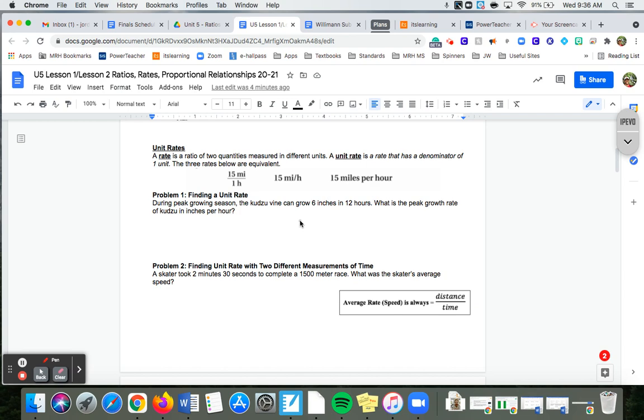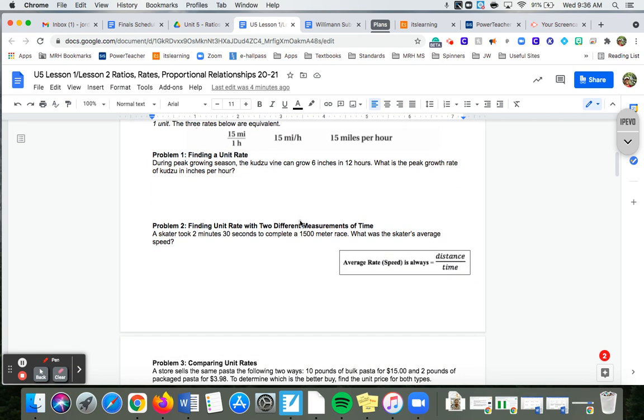Looking at this problem here, it's telling you what order you should divide. If we're given inches and we're given hours, we're going to be doing inches divided by hours. So to find your unit rate, which is going to be inches per hour, you would do the number of inches divided by the number of hours.